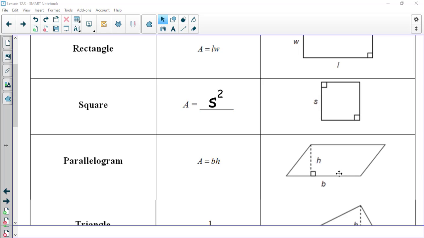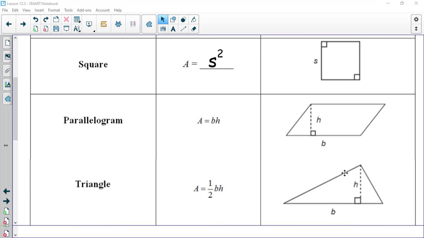The base does not have to be the bottom. A lot of times it is, but it doesn't have to be the bottom of the figure. It's where your height intersects at a 90-degree angle. And I think that's also pointed out maybe on the top of the next page as well.